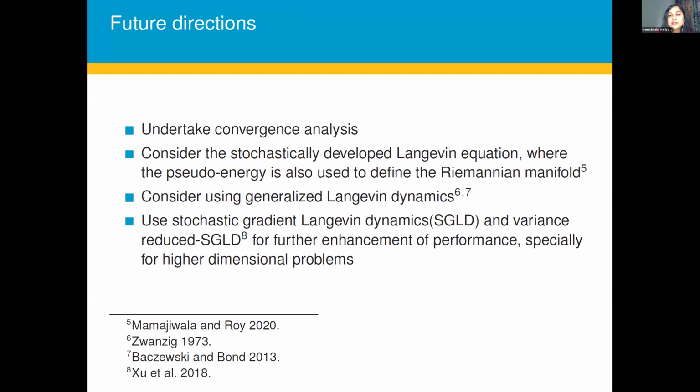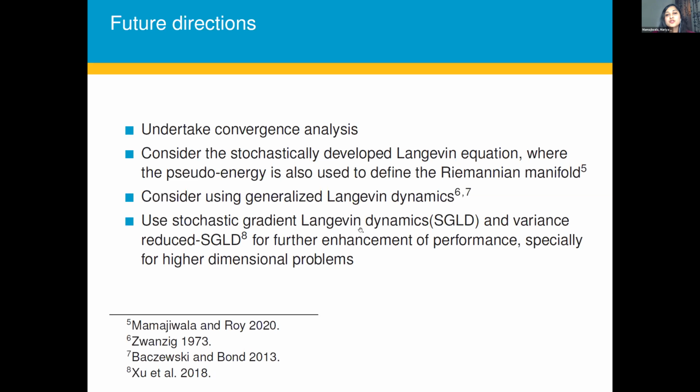Finally, for some future directions. The first thing to look for would be a theoretical convergence analysis. It's possible to do that using change of measures. So it's possible to at least get a comparison between the two by just using change of measures. And then next, instead of using the Langevin diffusion equation as it is, we could use the stochastically developed version, which is equivalent to the Langevin diffusion on a Riemannian manifold. And we used this earlier, in fact, for solving a non-convex optimization problem, but it can be readily applied in the context of DA.